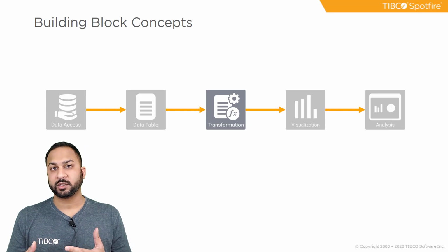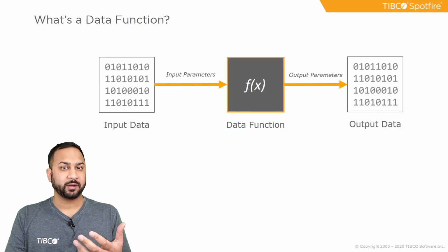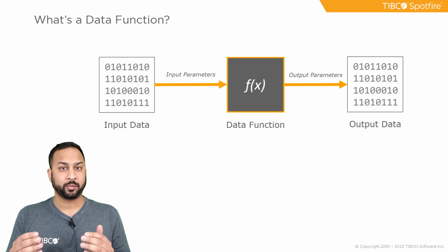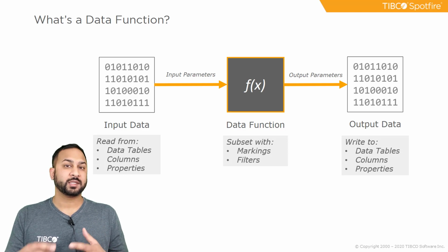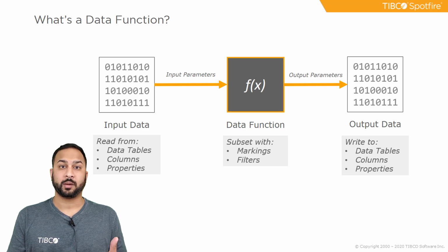The results of the data function are also all logged in your data canvas, and you can work with them in your data canvas. So what exactly is a data function? At the highest level, a data function has input and output data, and it works on that data, and it's parameterized through input and output parameters. So this can be through data tables, columns, document properties, and you can subset in the data function with markings and filters, and then you can output with data tables, columns, and other properties.